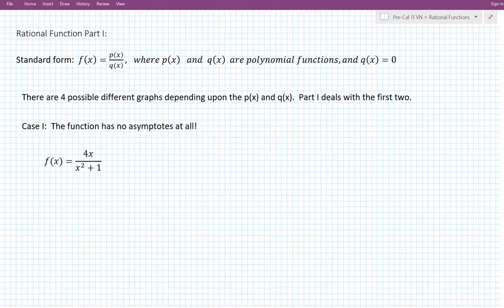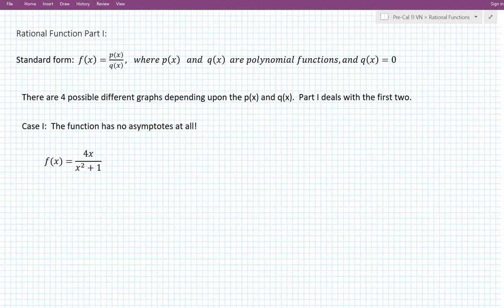Hello again. So now we are going to talk about rational functions, and we're dealing with two parts. We're going to deal with part one first. We're going to talk about the form. We're going to talk about the characteristics of rational functions, and then we're going to hopefully talk about graphing and specifics of that.